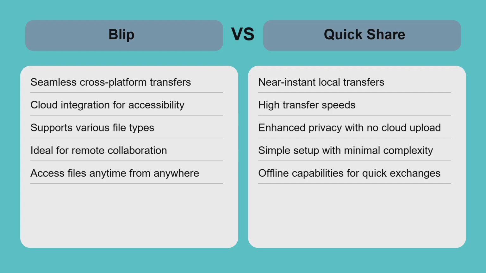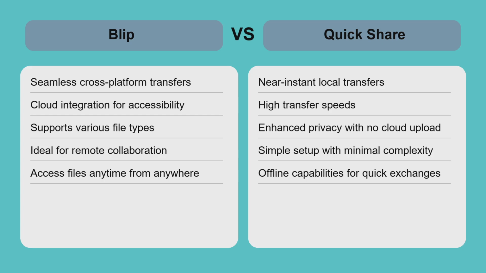When comparing Blip and Quick Share, the choice depends on your file sharing context. Blip excels when you need to share files across different devices and locations with cloud access, offering flexibility and collaboration but requiring internet connectivity. Quick Share shines in fast, local transfers with minimal setup and no data usage, perfect for sharing files between devices in the same room or network.